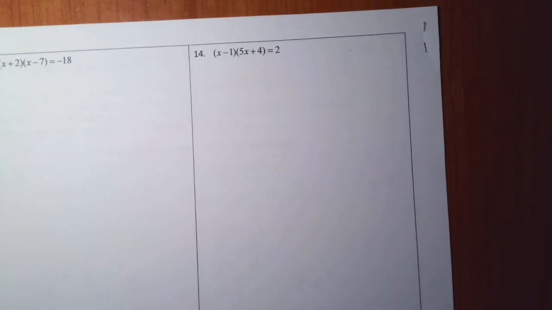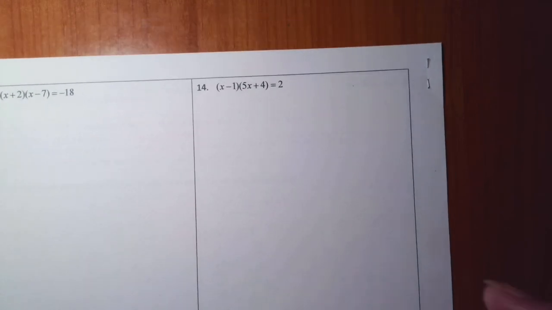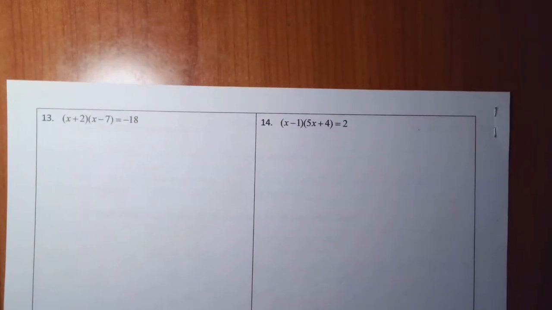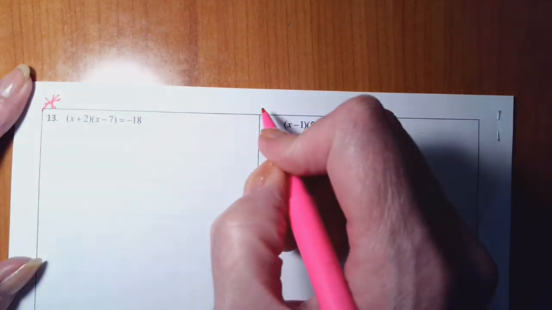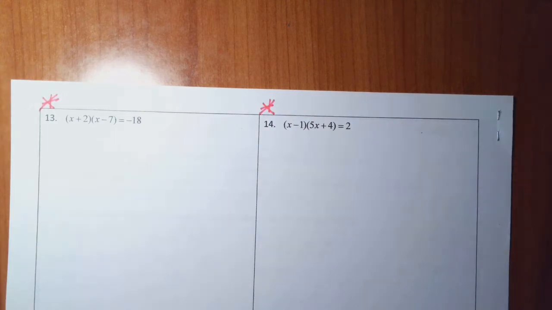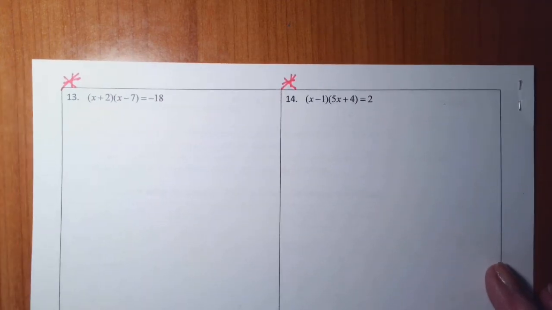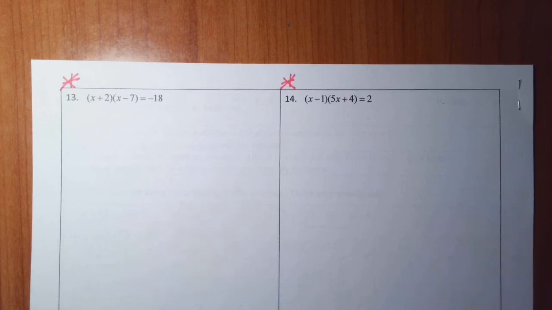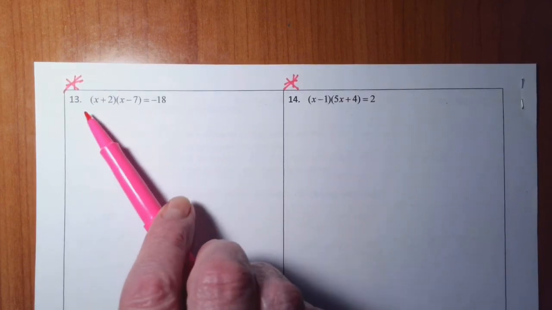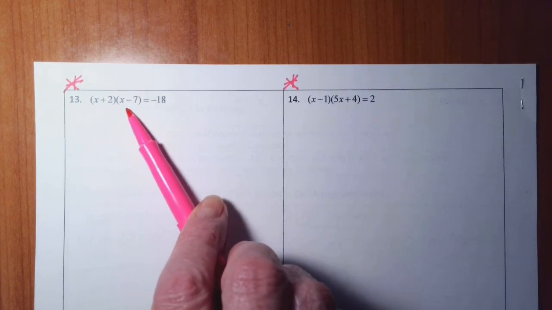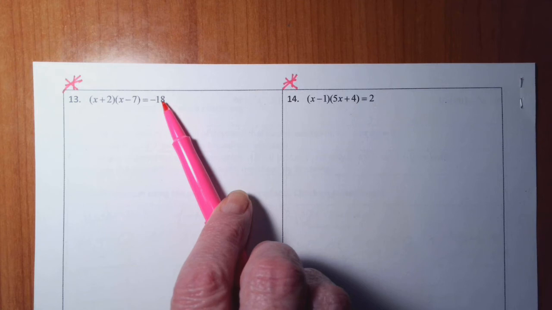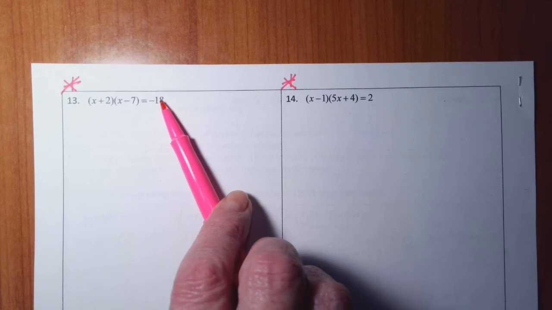Okay, 2 more. All right, now I want you to put a star by these because these are real easy to forget what you're supposed to do. You have to set it equal to 0 first. You cannot solve it like this. You cannot just say that x plus 2 is 0 or x minus 7 is 0 because it's not equal to 0. So there's a lot of work involved in this one.